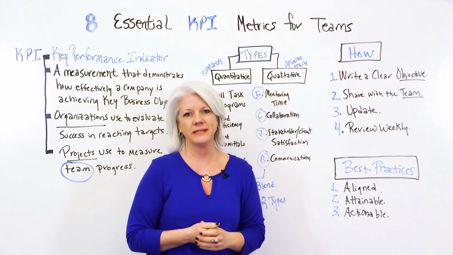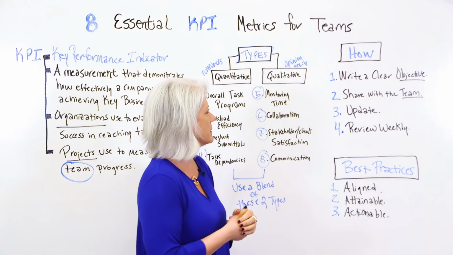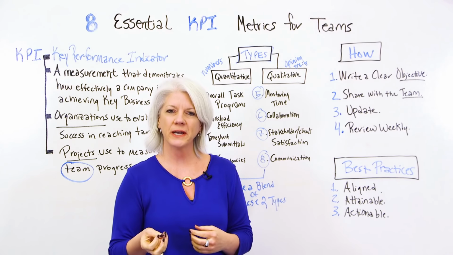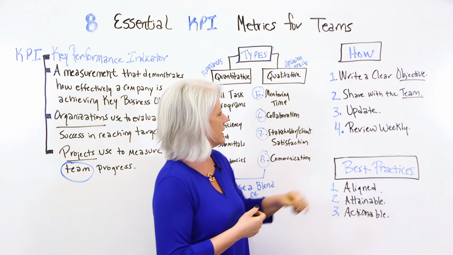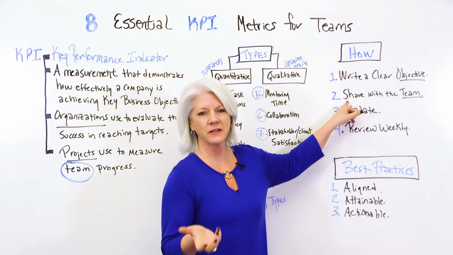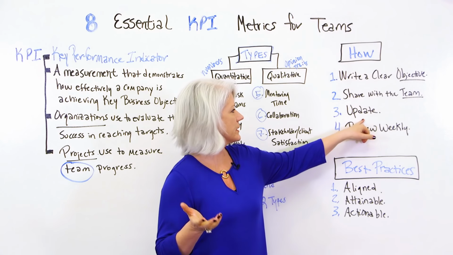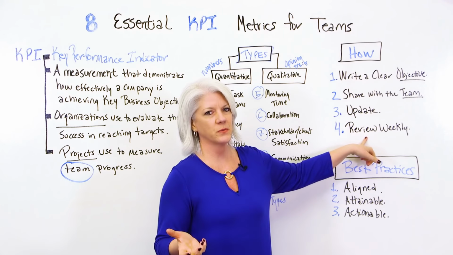So how do we create these KPIs? How do we come up with them? Well, first of all, we write a clear objective of what we're trying to measure and control. And then once we do that, we share that or those with the team. And then we update those on a regular basis and we review them weekly.